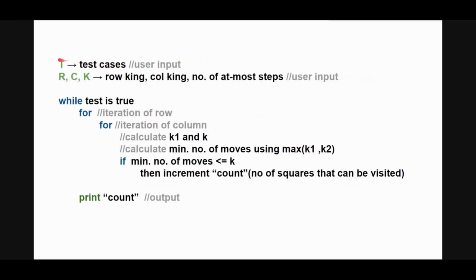So this is the pseudocode. First we'll take the input from the user. The first line is the test case. The second is the coordinates of the king and the number of at most steps.